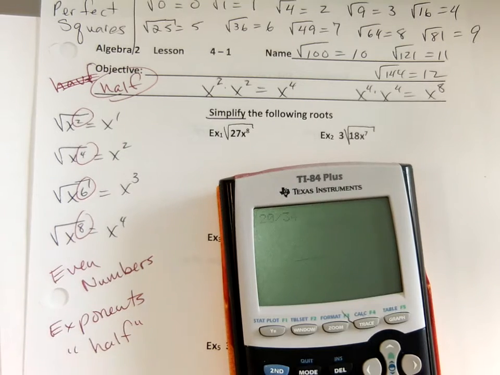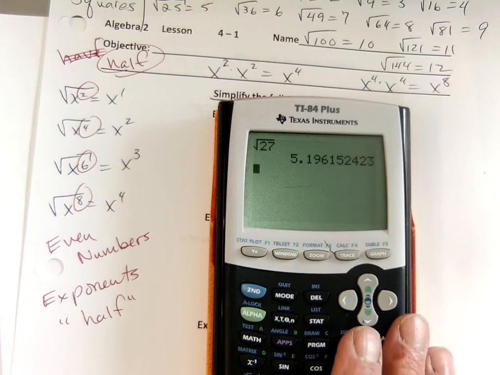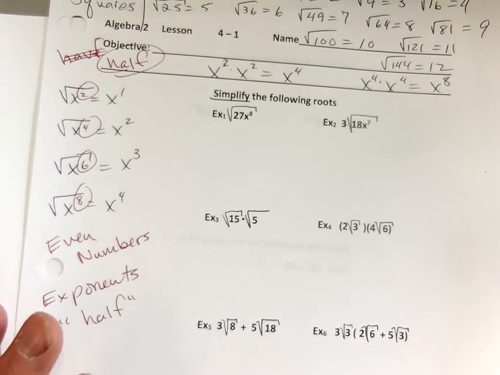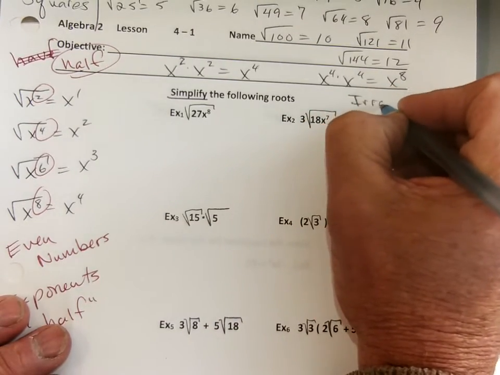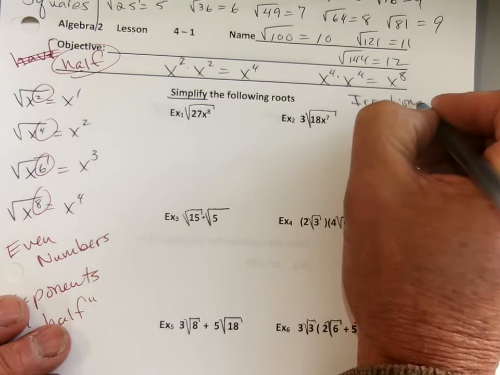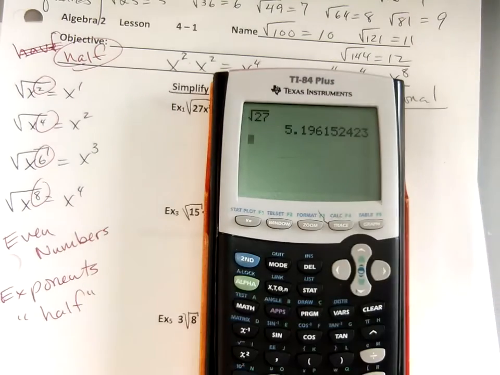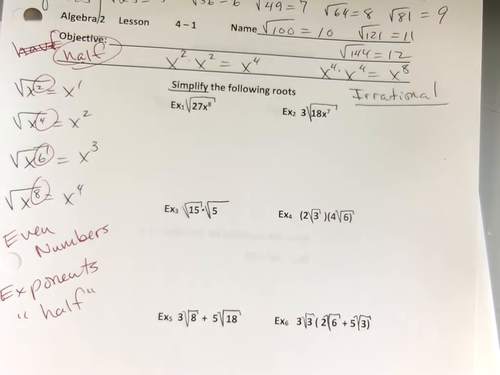If I look at the square root of 27, it's not a very nice number. It's 5.19615. That's called an irrational number, okay? Because it goes on, it's like pi. It goes on forever, never ends, just gets ugly. It's an ugly number. Let's just call it an ugly number, irrational. So what we want to do is simplify it.